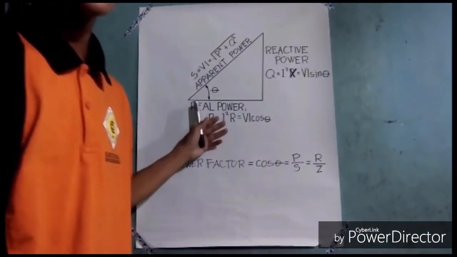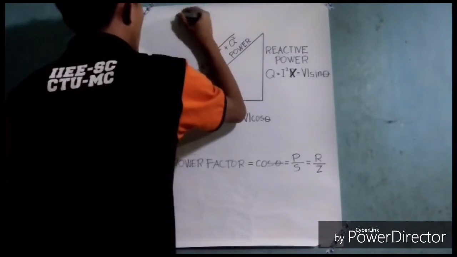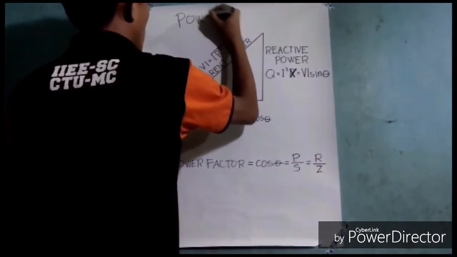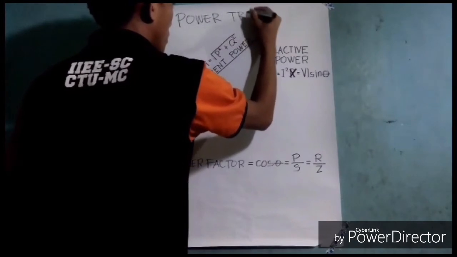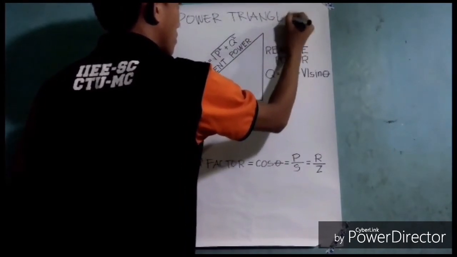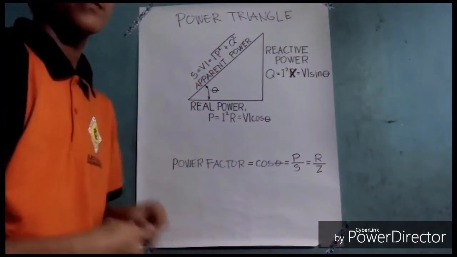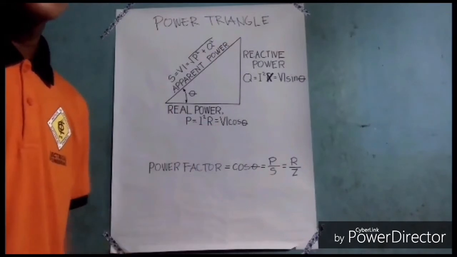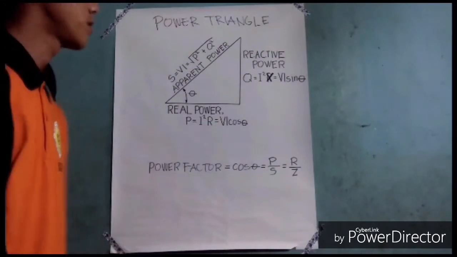This diagram here is what we call the power triangle. In this triangle, we can also identify the three types of power in an AC power.